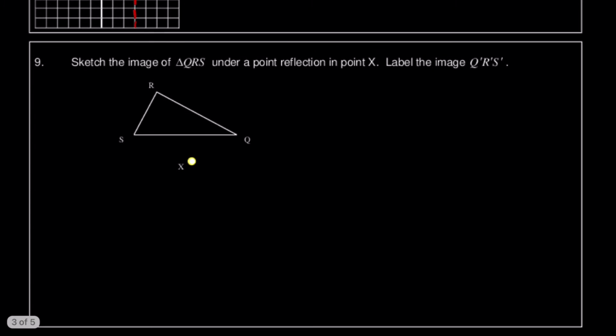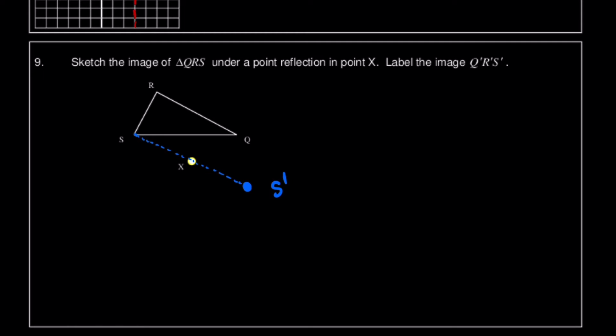Number 9 will be a little bit challenging. It wants you to sketch the image of triangle QRS under a point reflection in point X. Label the image Q prime, R prime, S prime. So it doesn't have to be exact, but the way this works is if I start with point S and I want to reflect it through X, you draw a dashed line and then you estimate the same distance to the other side and put the image there. So that would be S prime.